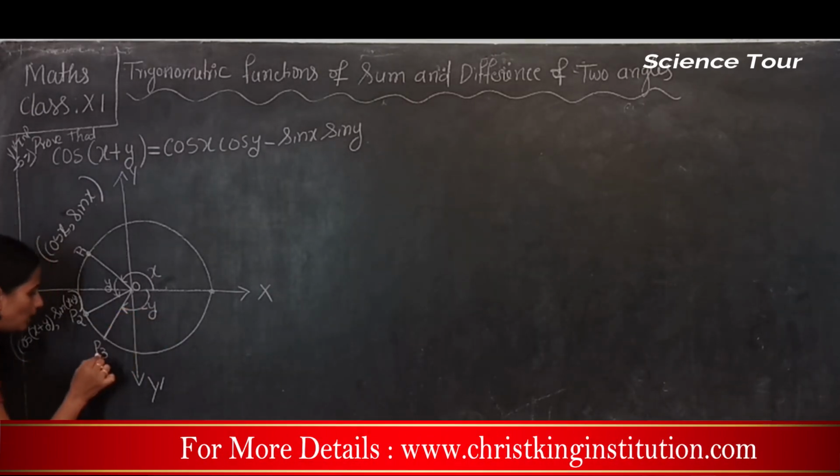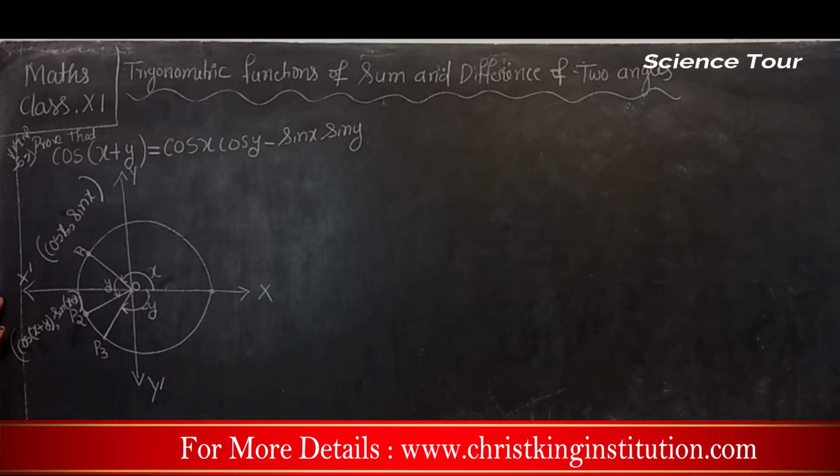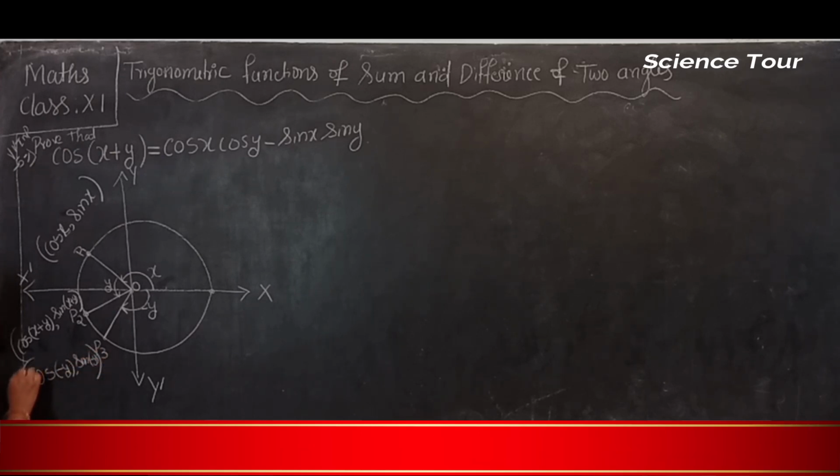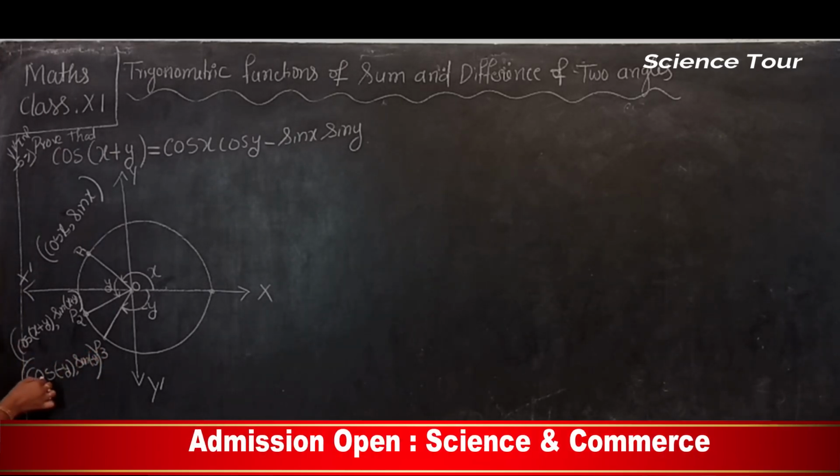So can you write what is the coordinate of P3? The coordinate of P3 is cos of minus y comma sin of minus y. Is it right? Yes. The third coordinate is cos of minus y comma sin of minus y.